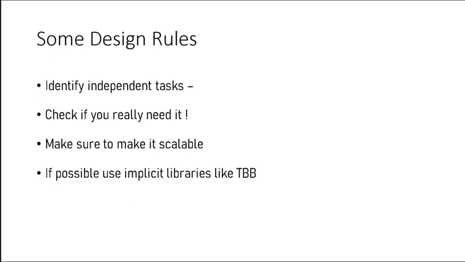The number of cores will soon increase. Write code such that it will take care of future changes and adapt your coding. Make it scalable, and if possible use implicit libraries like Threading Building Blocks from Intel. Explicit libraries may not give you finer control, but again, using libraries like Intel TBB may help.